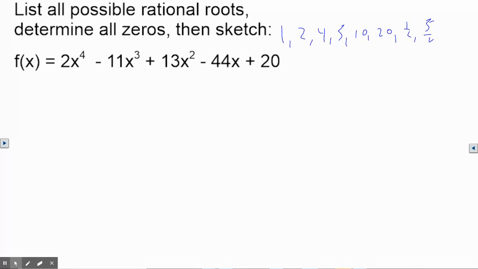Now I've done a little research on this one, and I think one of the answers is -2. So let's try that one. You might do these in a different order, and that's fine. But let's see what happens with -2.